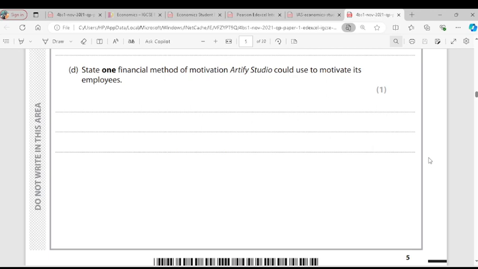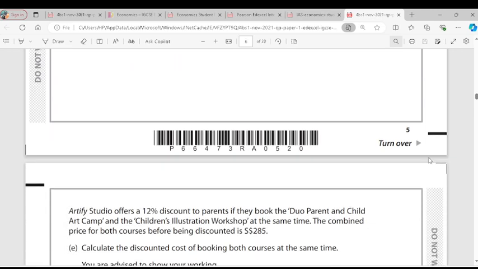State one financial method of motivation Artify Studio could use to motivate its employees. I wrote bonus. Artify Studio might use a bonus, giving additional pay to its employees if they are able to sell more artworks, or if customers are able to buy more artworks. I think it's clear. Yes, sir.